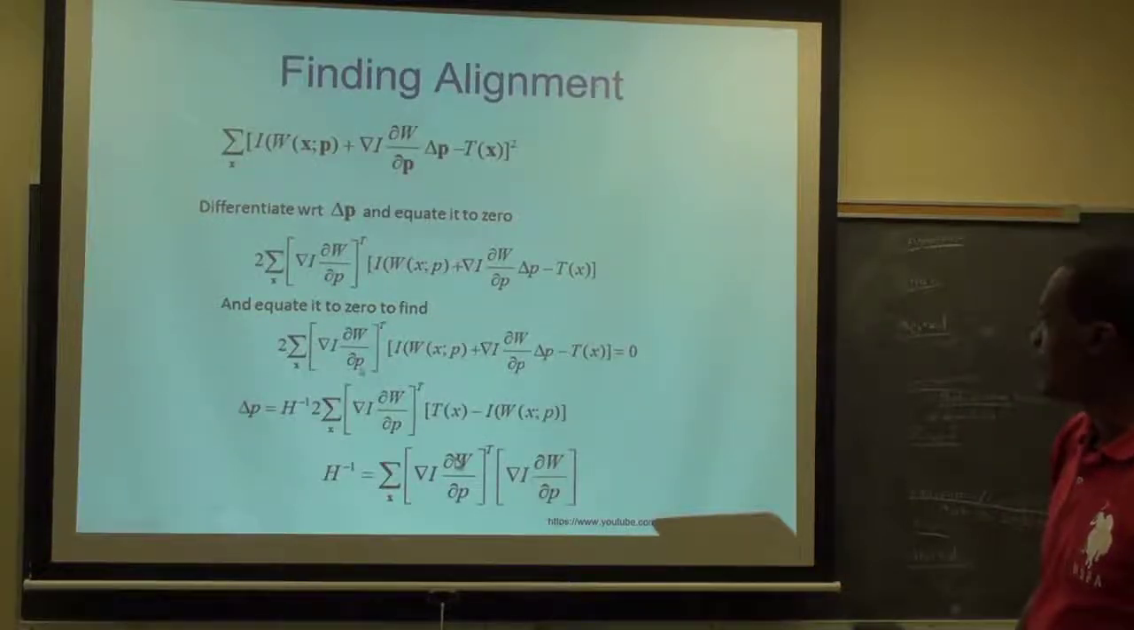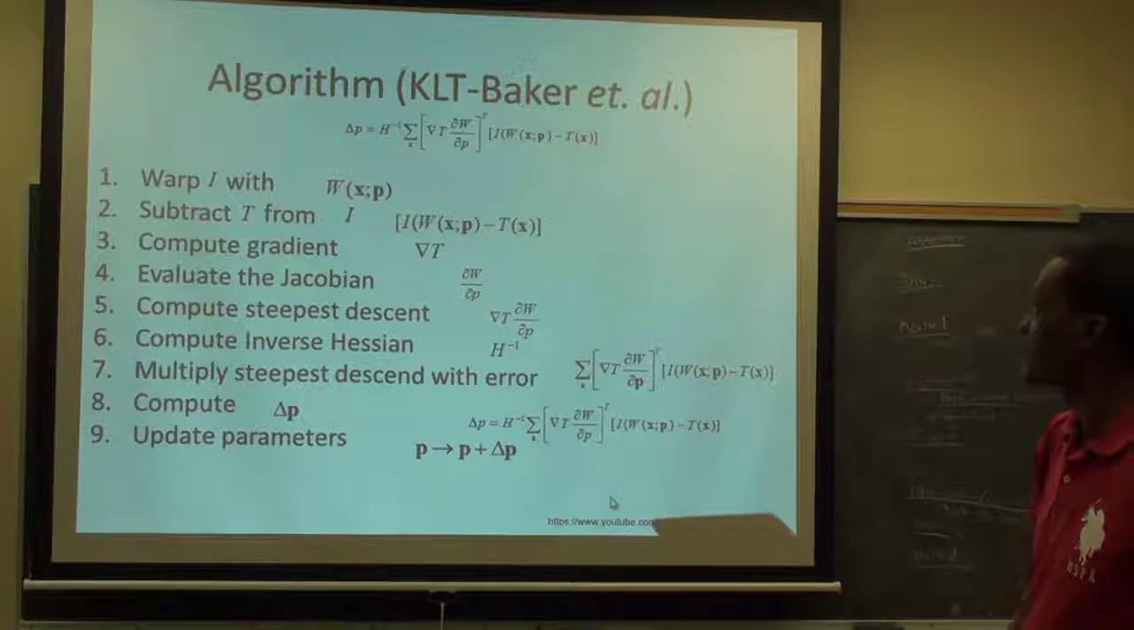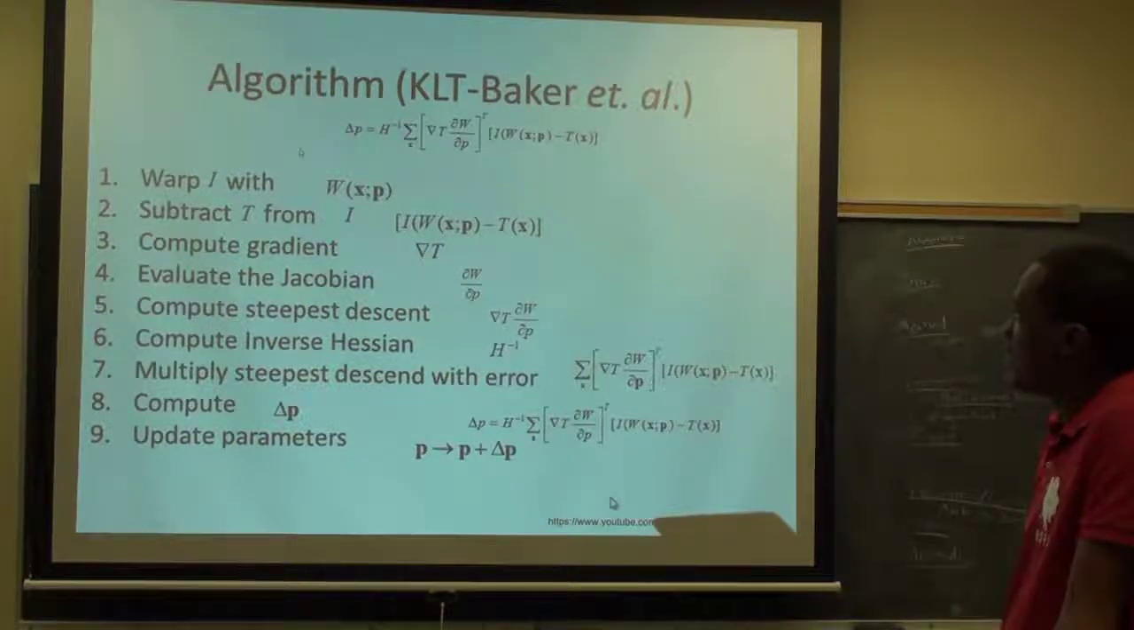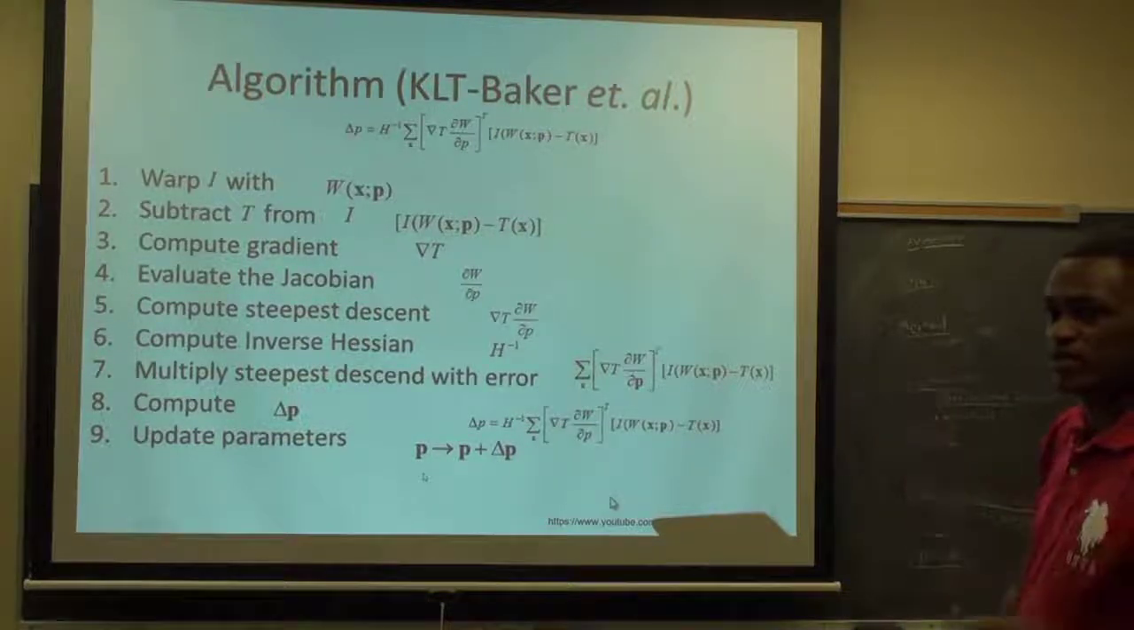So we set it to zero to find delta p. I think we can find this using what we call the Hessian inverse. So we find delta p, which is this whole expression here, and so the final algorithm comes to this formula at the top. Step by step: subtract T from I, which is what we need here, compute the gradient, evaluate the Jacobian of dW/dp, compute the steepest descent, and so on. Compute the inverse Hessian, multiply the steepest descent by the error, and get the parameters.